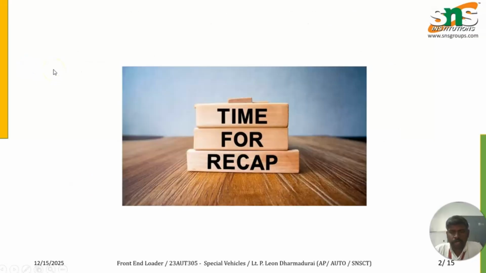Before going to today's topic, let us discuss the things that we have seen in the previous session. In the last session, we discussed in detail the special vehicles, their steering types, and different types of special vehicles that are used in different domains. So let us move to today's topic.